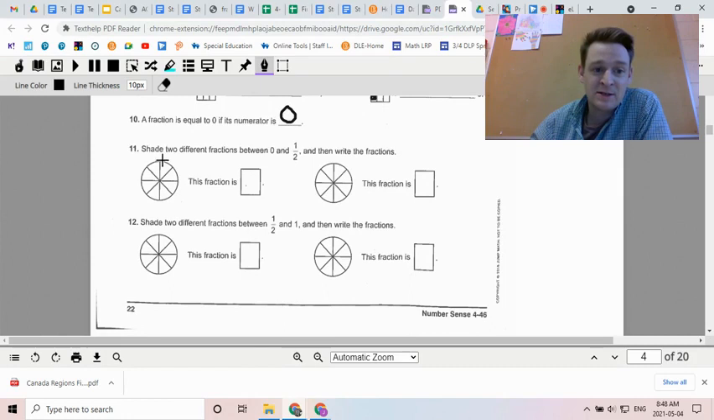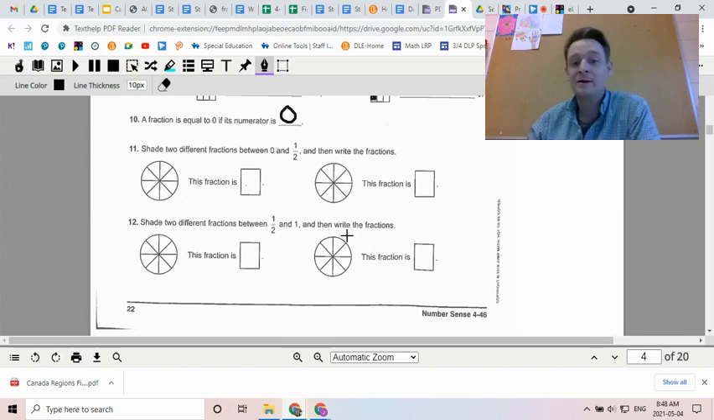The last 2 questions, it says shade 2 different fractions between 0 and 1/2, and then write the fractions. And then it wants you to shade 2 different fractions between 1/2 and 1, and then write the fractions. Okay?